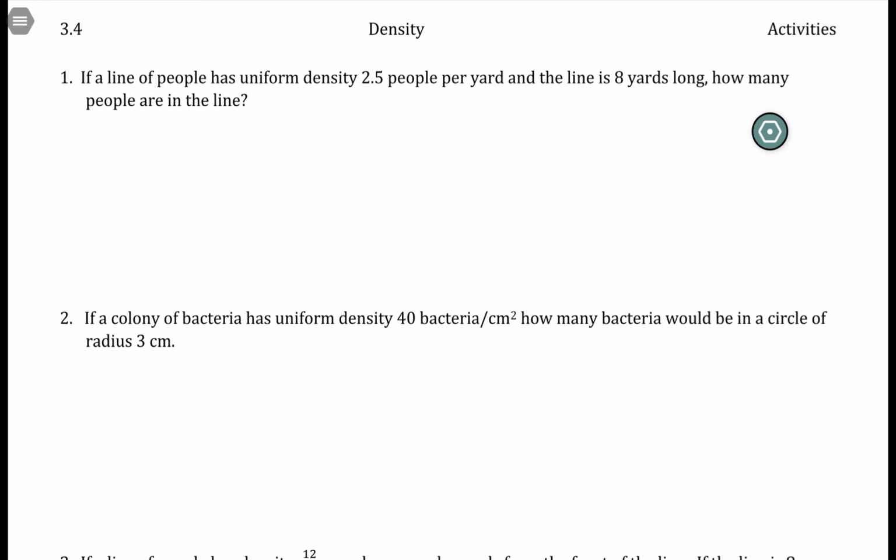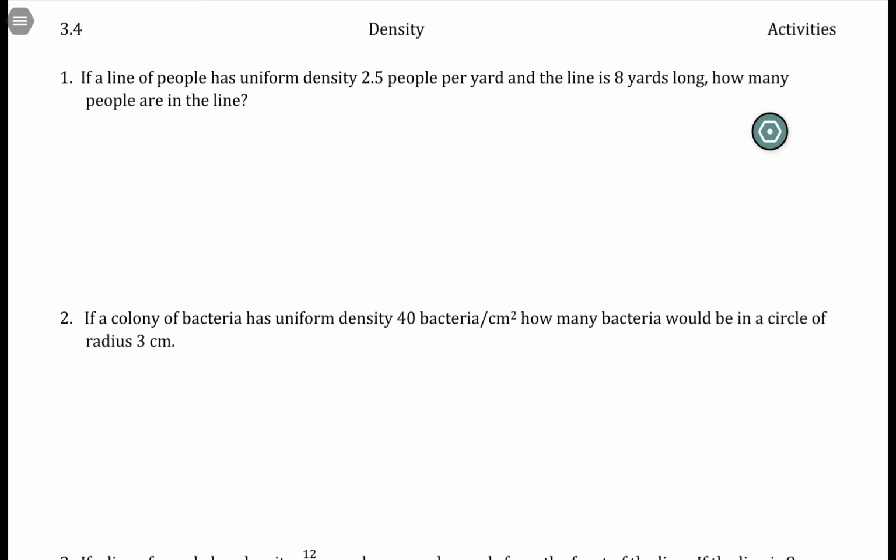Hi everyone, in 3.4 we're going to make our last little baby step before we get to our big application of this section, which is a physics application, work problems. So we'll need to add on one more piece to do work problems, but this will get us really close.